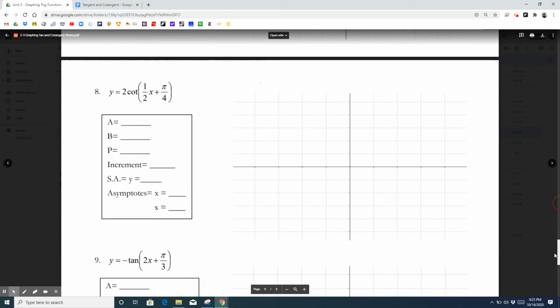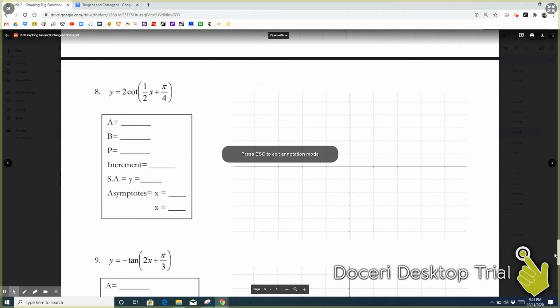All right, but I want to do this one together, cotangent with a different starting point. And it's the same thing as tangent, just asymptote, high, middle, low. So A is equal to 2 because that's the number in front of cotangent. So that's the distance that our high and low point will be from our middle point. All right, B is equal to 1/2. All right, this does not affect B. B is simply the number in front of x.